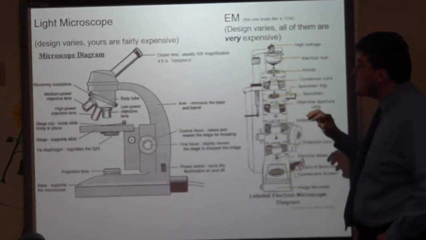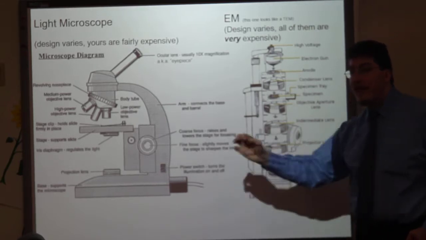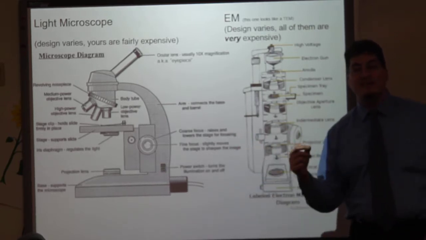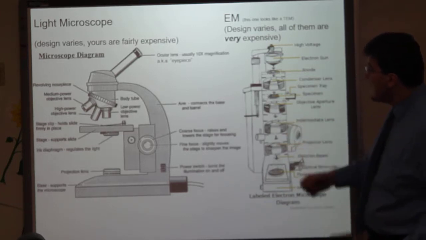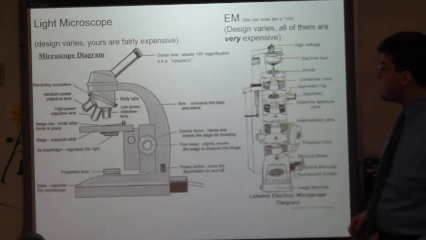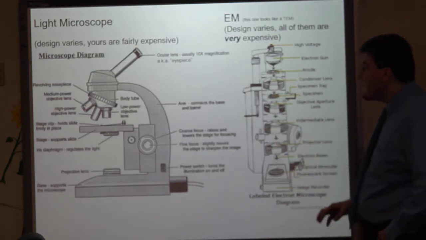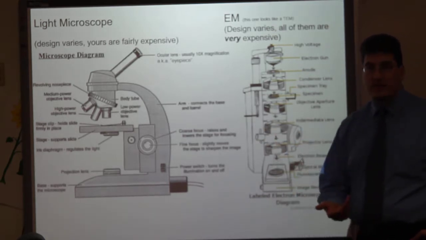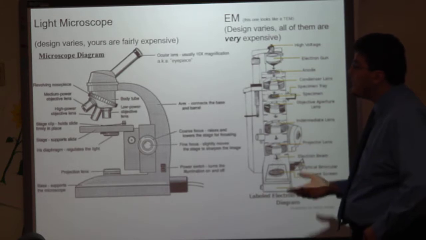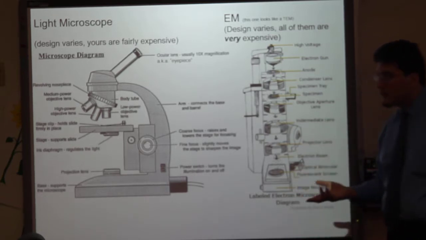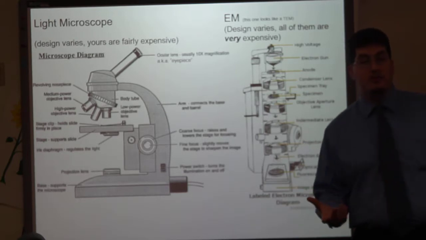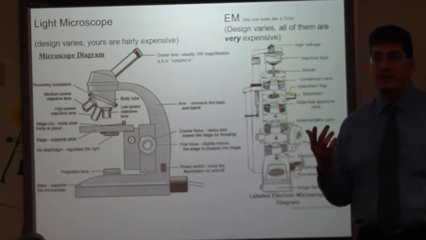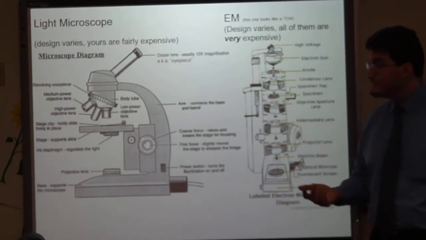We also have an iris diaphragm, which we can open and close to allow more or less light in through an aperture. We also have a projection lens, which allows light to come up through a light bulb. A heavy base, there's a power switch because we have an electric light bulb. There is a power cord. And of course, if you can't see anything, the first thing you should do is check to make sure your light switch is turned on.